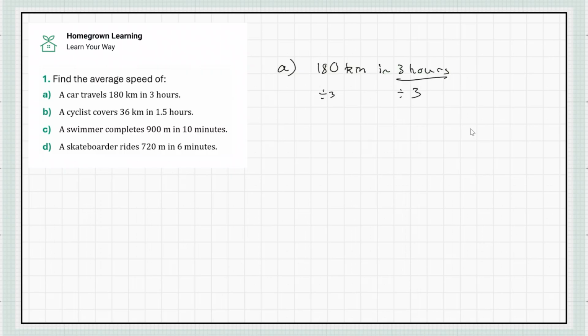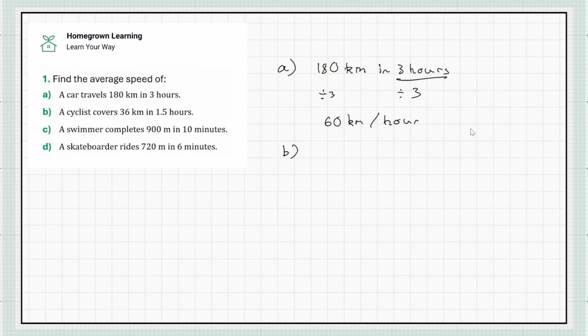So 180 divided by 3 is just 60. So 60 kilometers per hour is our speed. And that's something you should be pretty familiar with whenever you've seen someone driving a car or been in a car yourself. 60 kilometers an hour is just a measure of how fast you would travel in an hour. So let's look at B.